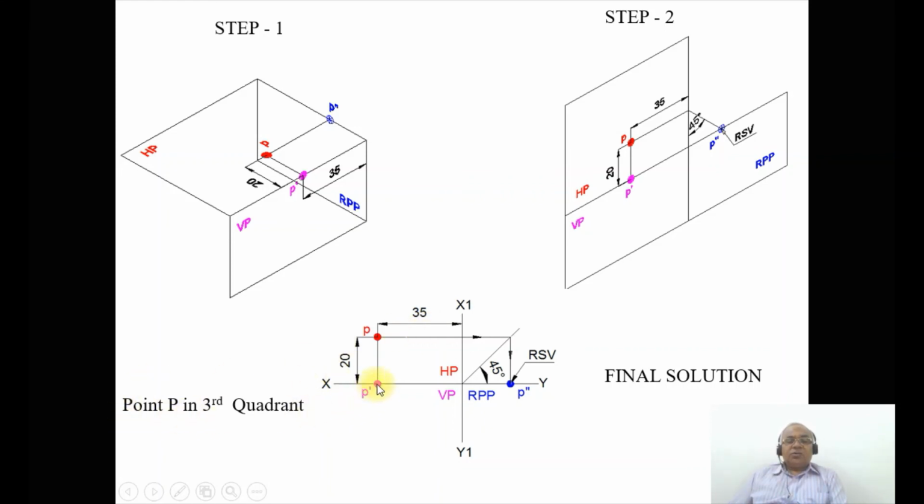Similarly, in the third quadrant also, the locations of the points remain the same, except that the HP is above and VP is below. Since VP is below, RPP will become below. So this is how you will be able to analyze this problem. Whenever a problem of this type is given in the examination, you can either write it in the second quadrant or show it in the third quadrant, but you have to mention that the point capital P lies in the second as well as the third quadrant. And this is how you will be able to analyze this problem.